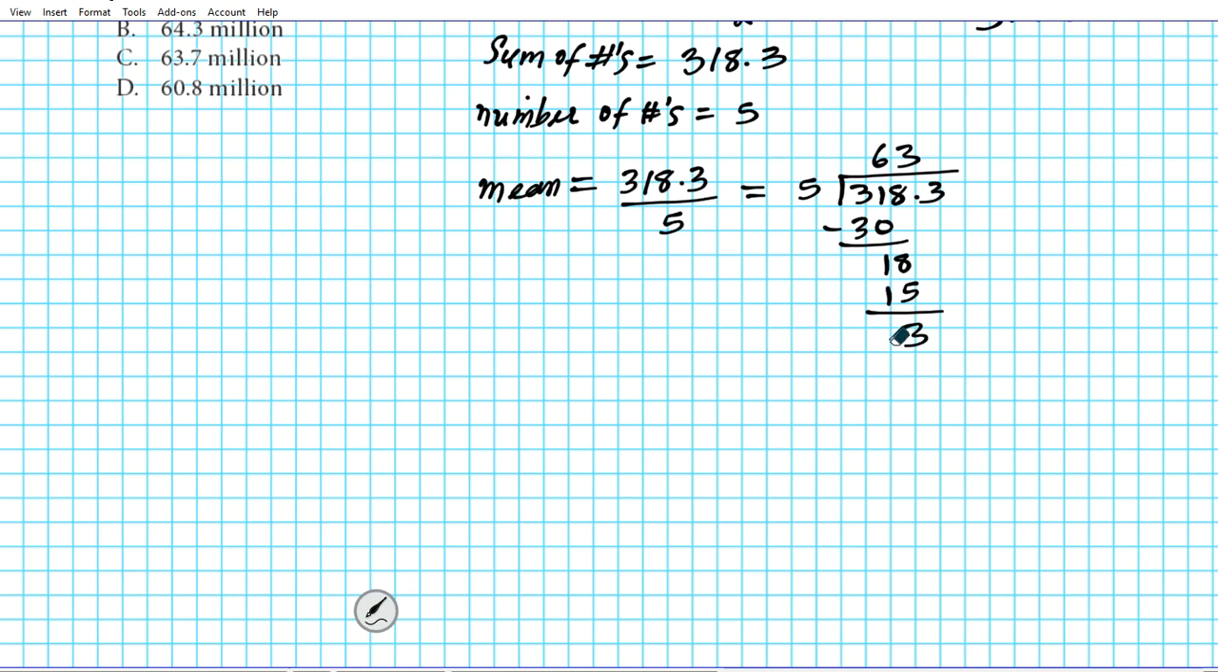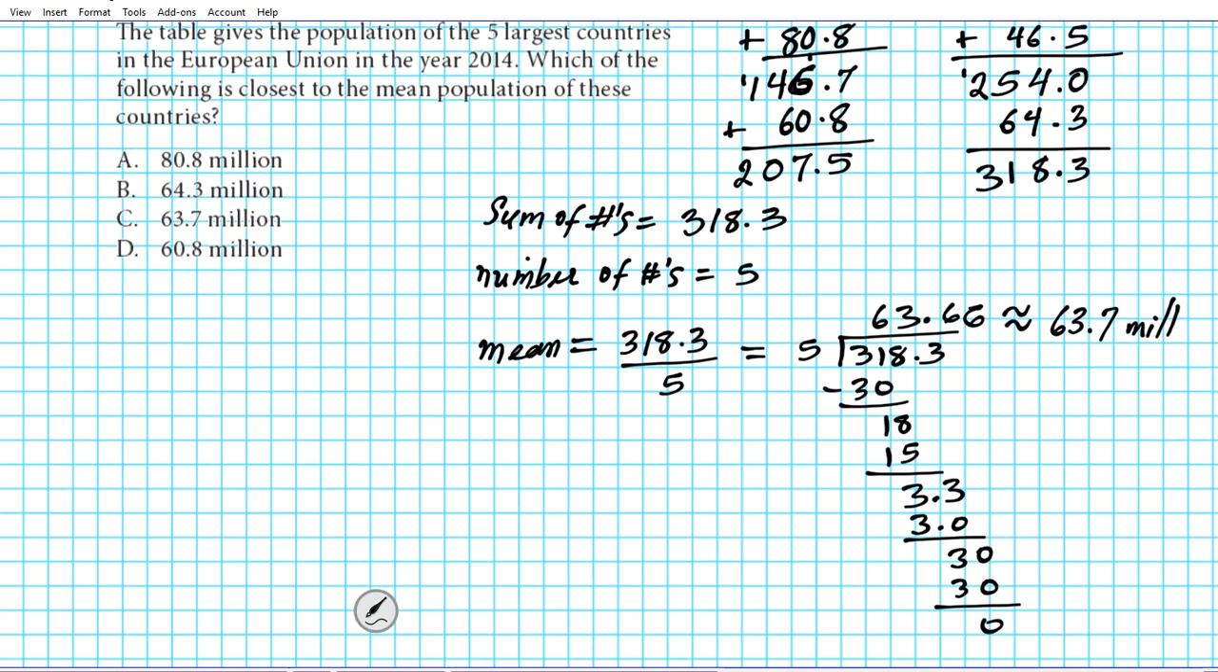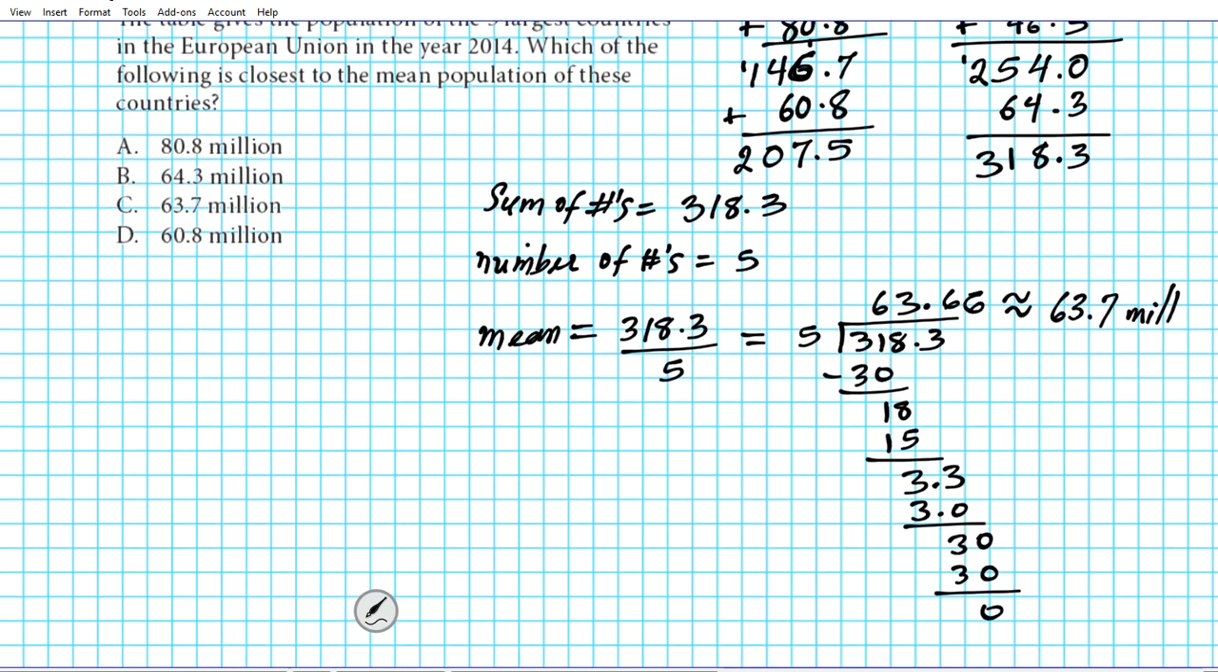Subtract, we have 3. 5 cannot go into 3, so we put a decimal point there. Bring down the 3. 3.3. How many times does 5 go into 33? 6 times, because 6 times 5 is 30. In this case, it's going to be 3.0. Okay? Subtract, we have 3. Put a 0. 5 goes into 30 6 times. 6 times 5 is 30. And then our answer is 63.66 million. If we round it to the 10th place, it's going to be 63.7 million as the average. So our answer is option letter C.